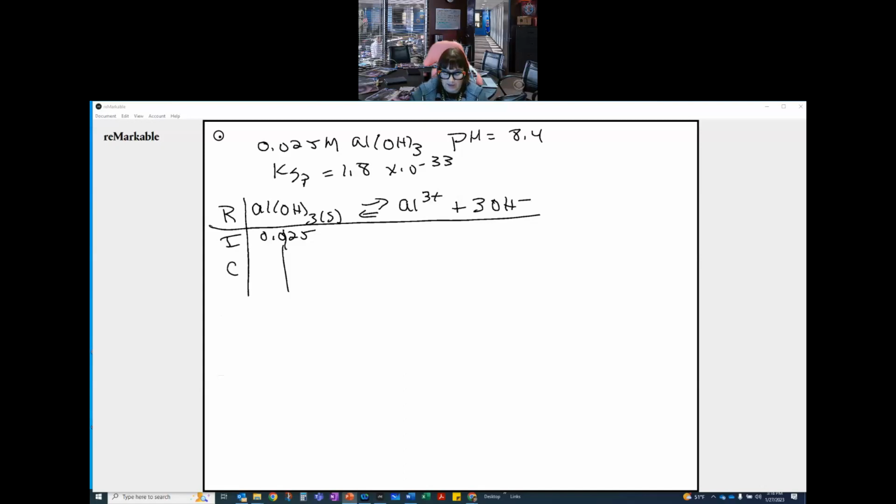I know that when one of those comes apart, I get plus X on the Al3+, and I get plus 3X on the 3OH-. We assume that both of these are 0 to start. And that means that at equilibrium, my concentration of Al3+ will be X. My concentration of the 3OH- is going to be 3X.